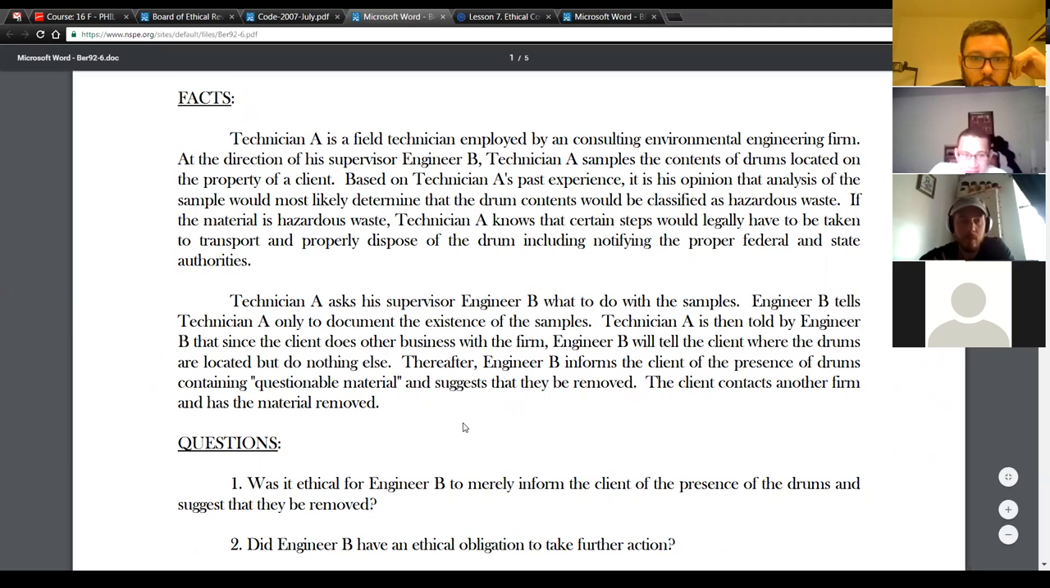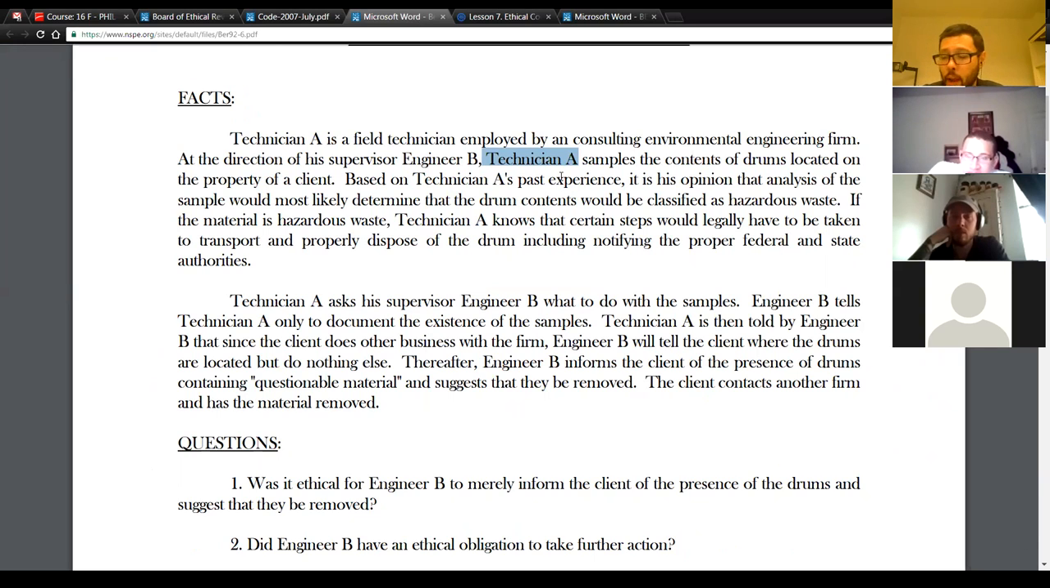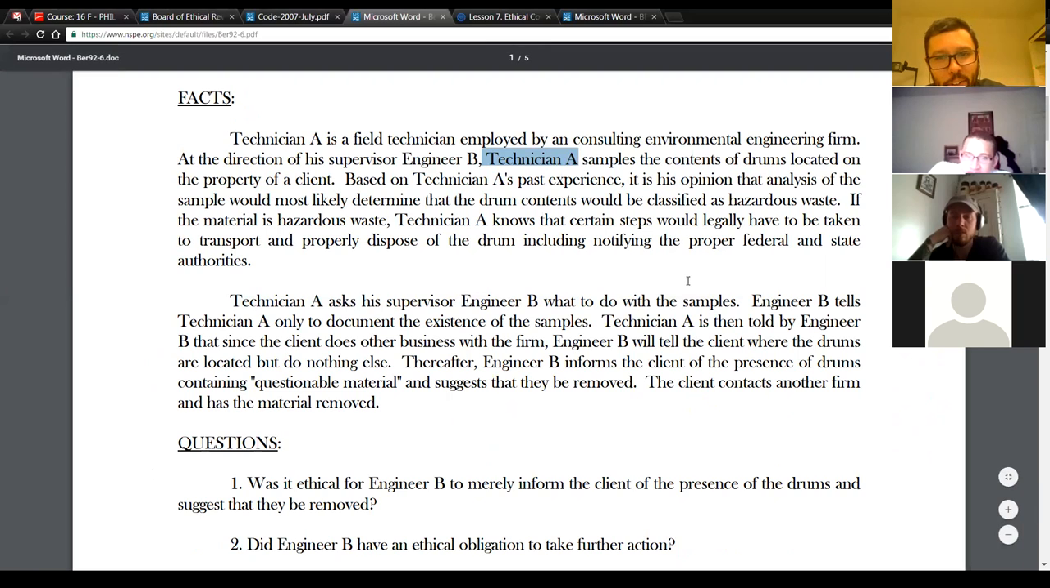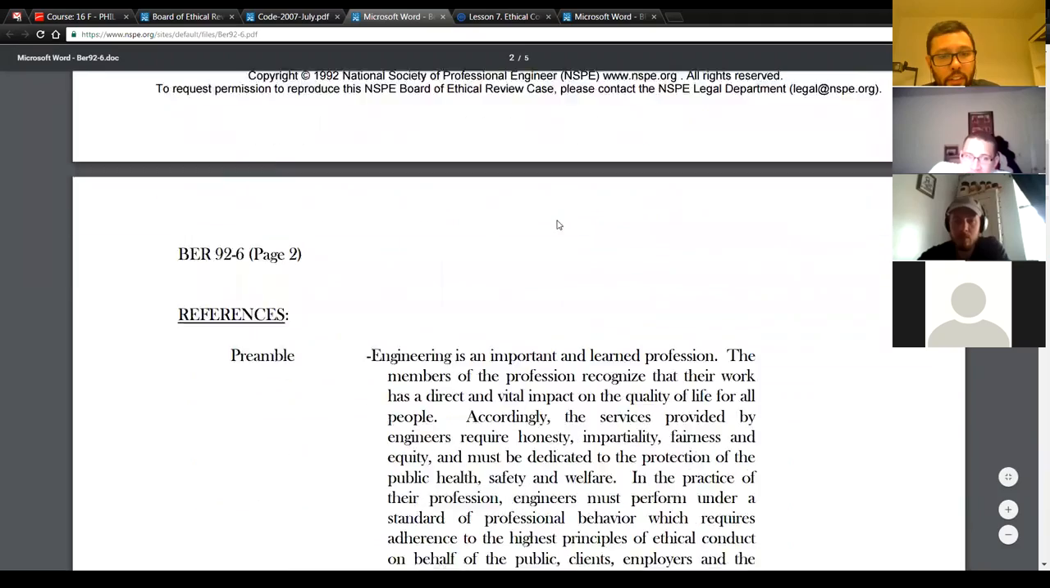Good. These are all good comments. One of the tricky things about this case is that Technician A doesn't actually know that it's hazardous waste. And moreover, Technician A isn't actually the person responsible for identifying it as hazardous waste. Technician A has some past experience, but maybe that experience is unreliable. We don't know for certain that this stuff is dangerous. The important thing here is that merely not knowing if it's dangerous isn't enough to do anything you want. The mere suspicion that there's some danger is enough to warrant taking these further actions.